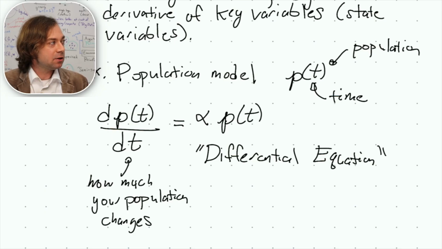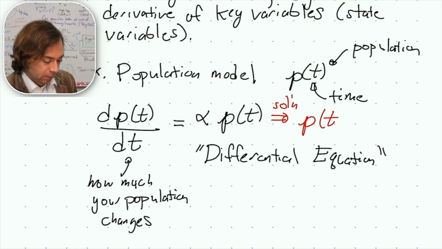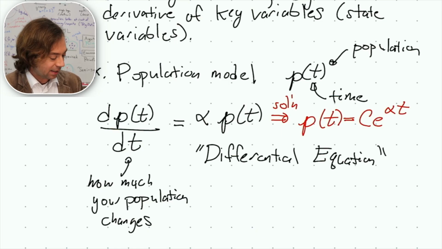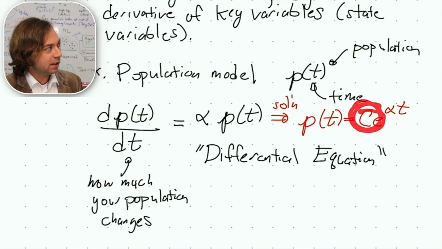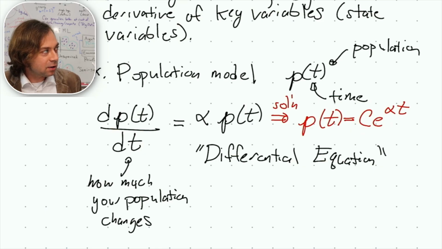But there are some equations that are harder to solve by hand. In fact, I'll write out the answer here for everyone's completeness. The solution would be P of T equals some constant C times E to the alpha T. That's the solution. So we would know it has this exponential curve, and this little constant C right here defines the initial condition. That's your starting population, for instance. But guess what? You don't have to know how to do that for today. You don't need to know how to solve these by hand.